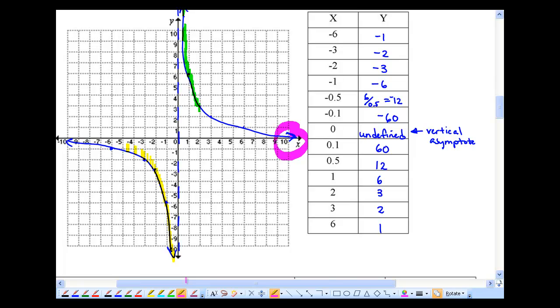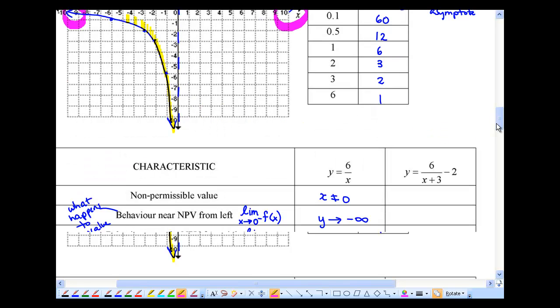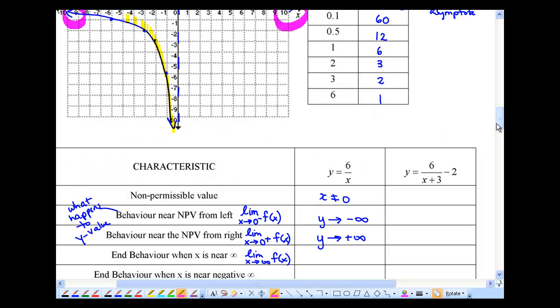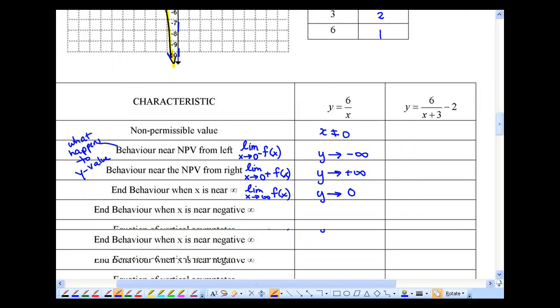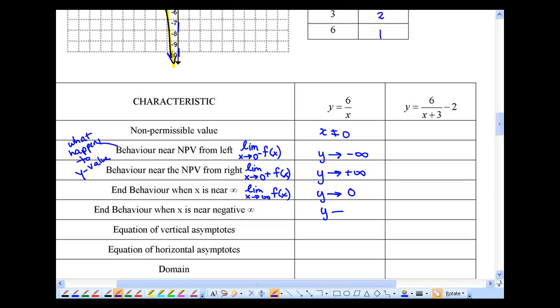Now, before I move back and forth, just to let you know, our next question is what happens to negative infinity, and it looks like it's also approaching 0. Okay. So here I'll say y approaches 0 when it's near positive infinity, and then y approaches 0 also when it's negative infinity. And the notation, just for you calculus crazy people, is the limit as x approaches negative infinity of f of x. Okay.